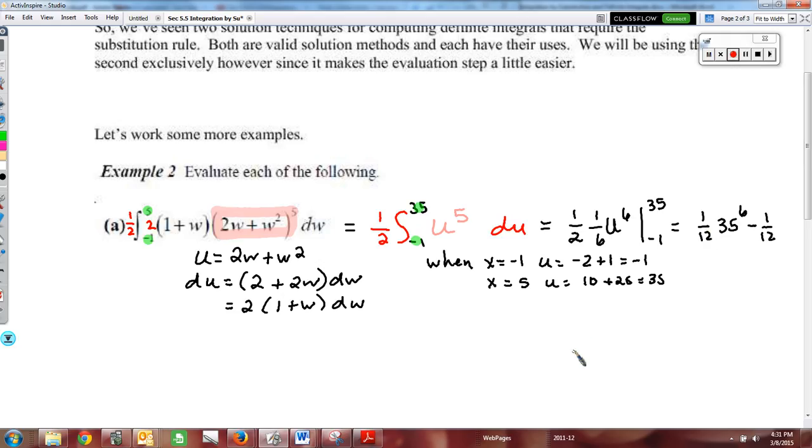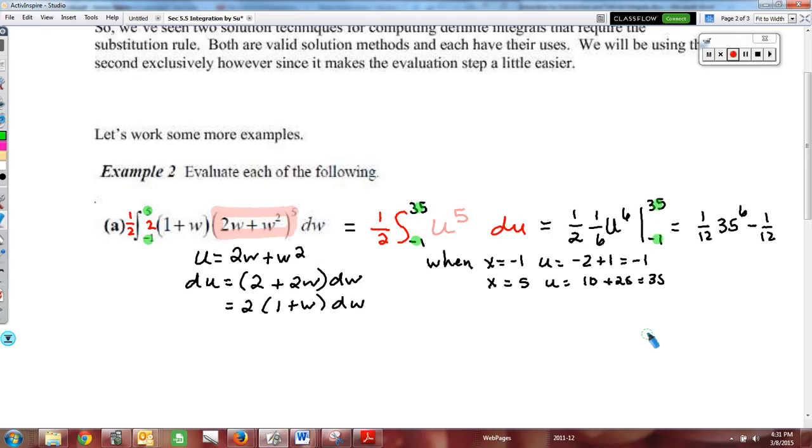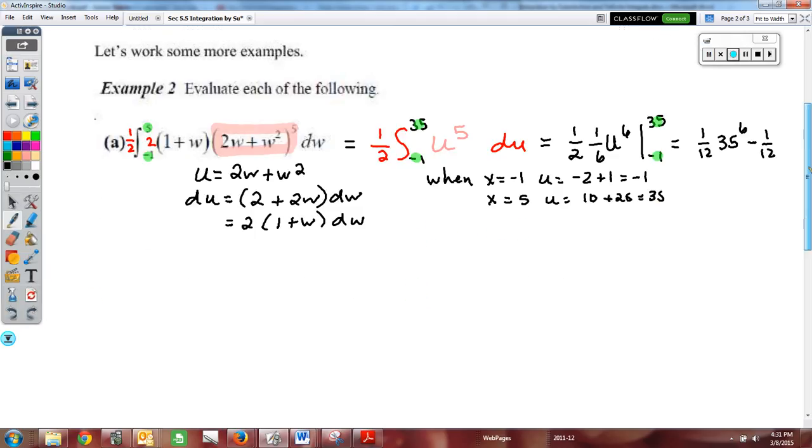And so there's the idea that what starts as a definite integral must always be a definite integral, and it must be in terms of whatever variable you are using in your integration. If you switch to u, you have to switch your bounds to u. All right, let's look at another example.